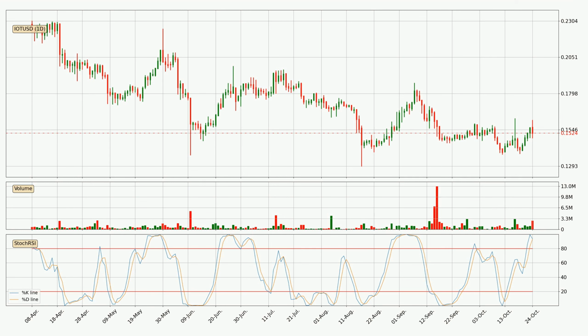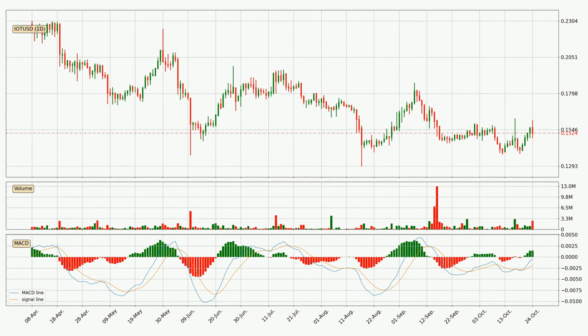Moving to the daily MACD, the MACD line is above the signal line, which shows that the current trend is on the upside. Looking at the MACD histogram, we can see that the momentum is strong at the moment, and we can expect the price to continue growing or maybe at least remain the same for some time.